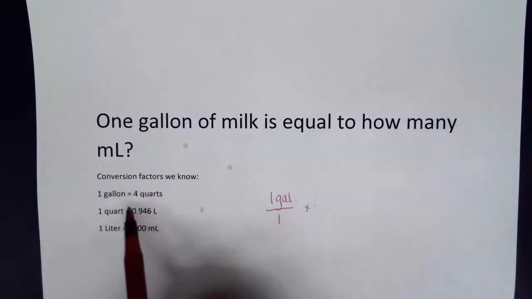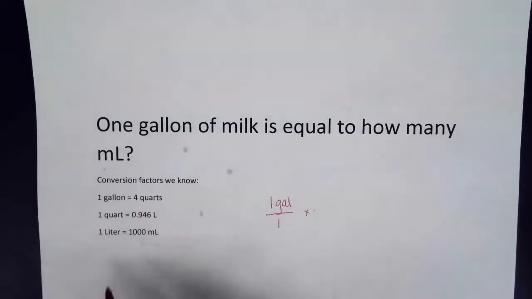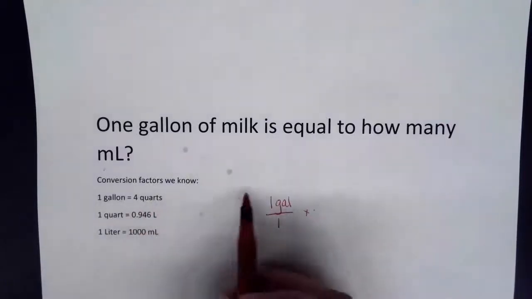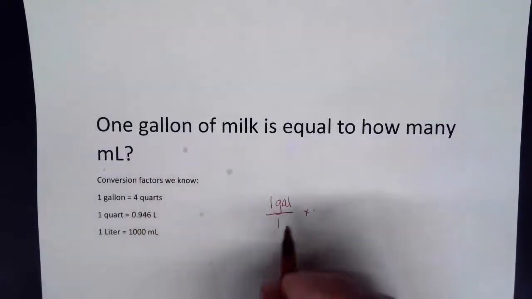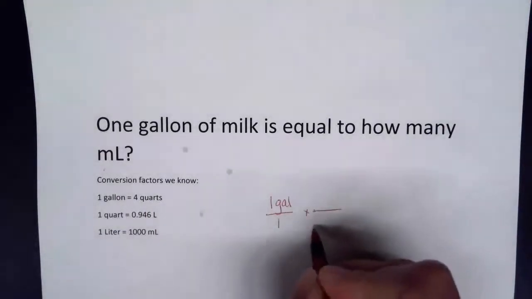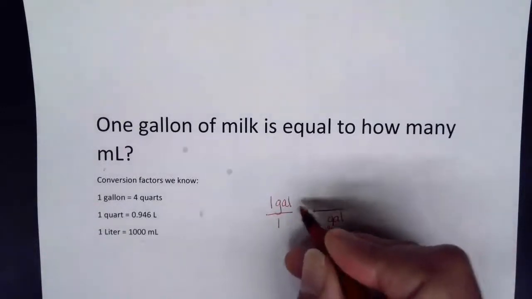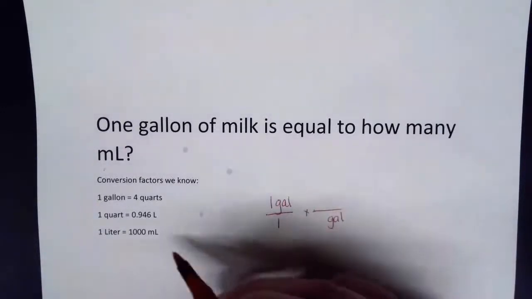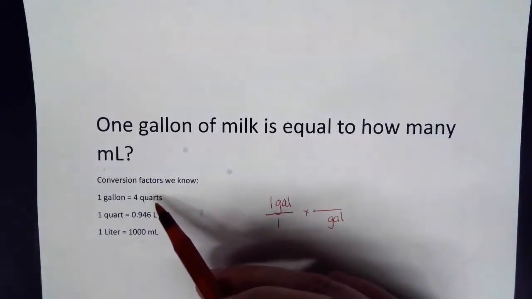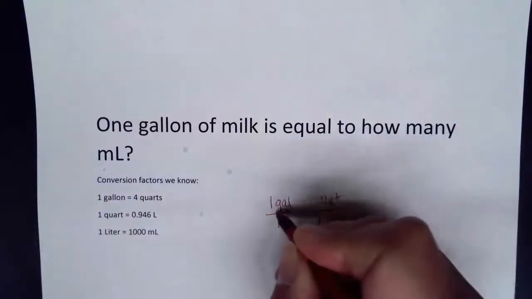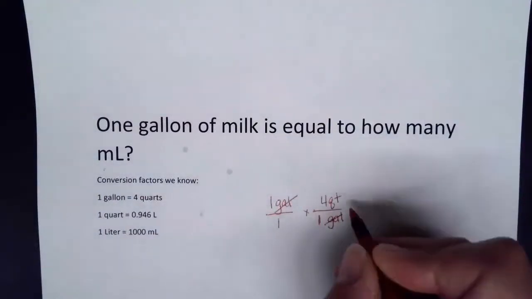So conversion factors that we know is that there's 4 quarts in a gallon. We know there's 0.946 liters in a quart. We know that there's 1,000 milliliters in a liter. So we're going to use these conversion factors to get from gallons to milliliters. So we'll start our first conversion factor. Gallons is on top, so we know gallons has to be on the bottom here in order to cancel it out. We have here 1 gallon is equal to 4 quarts. 1 gallon, 4 quarts. Cancel off the gallons.